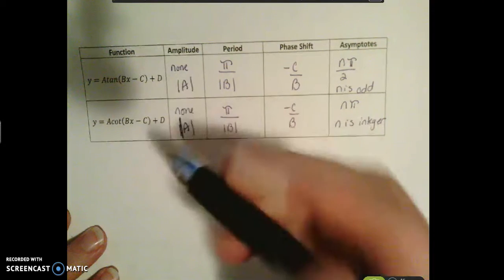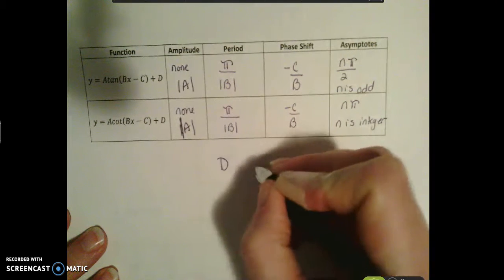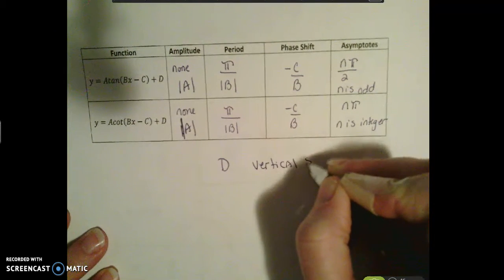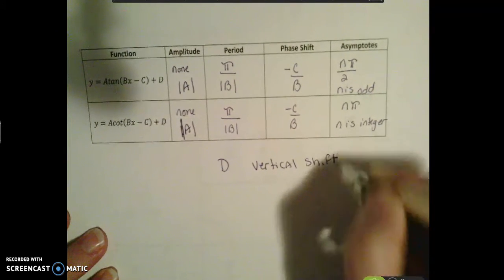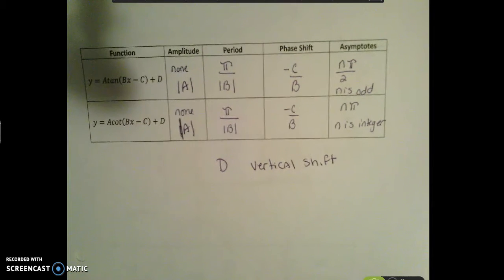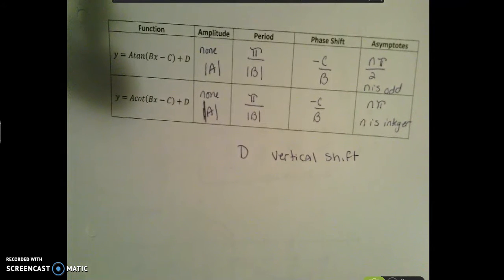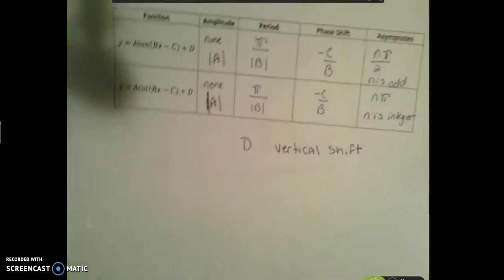Now the value of d in all of these, d affects my vertical shift. Okay, so that will shift our graph up and down. All right. So let's look at some examples of a couple of these problems with our shifts in there.